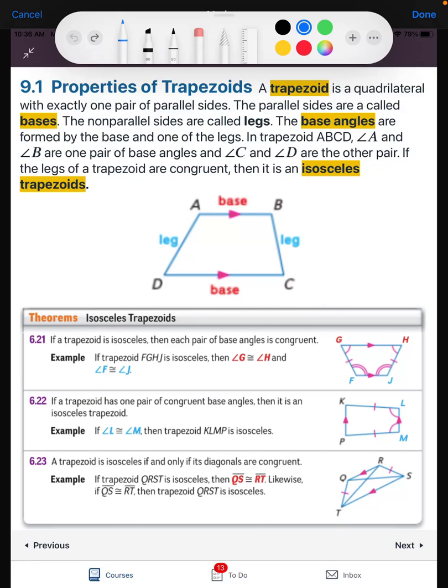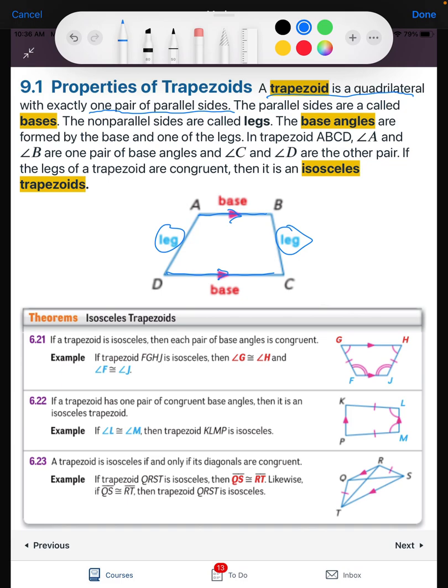In this video, we'll take a look at the different properties of trapezoids. So a trapezoid is a quadrilateral with exactly one pair of parallel sides. The parallel sides are called the bases. You can see here our parallel sides are our bases, and the non-parallel sides are our legs.